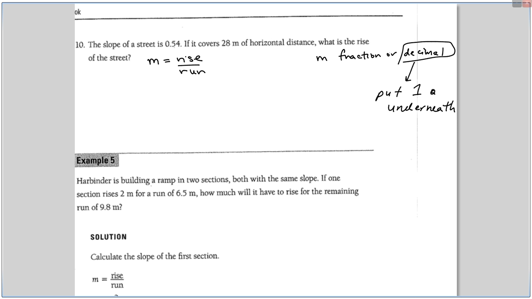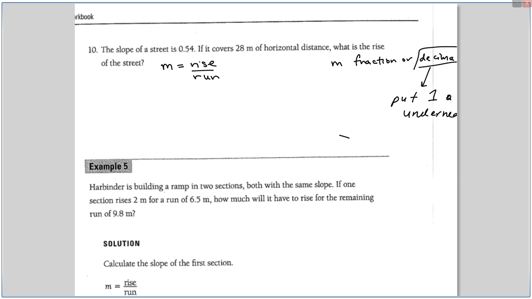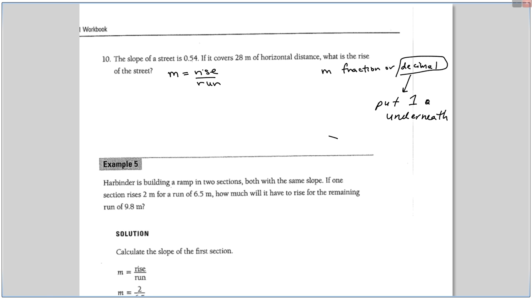We'll do that in the trig unit as well. We put a 1 underneath, like sine, cos, or tan. It's just a placeholder. Put 1 underneath. Okay? Okay, so help me do the substitutions here. What goes on the left side, the M side? 0.54? And what goes underneath? Good.